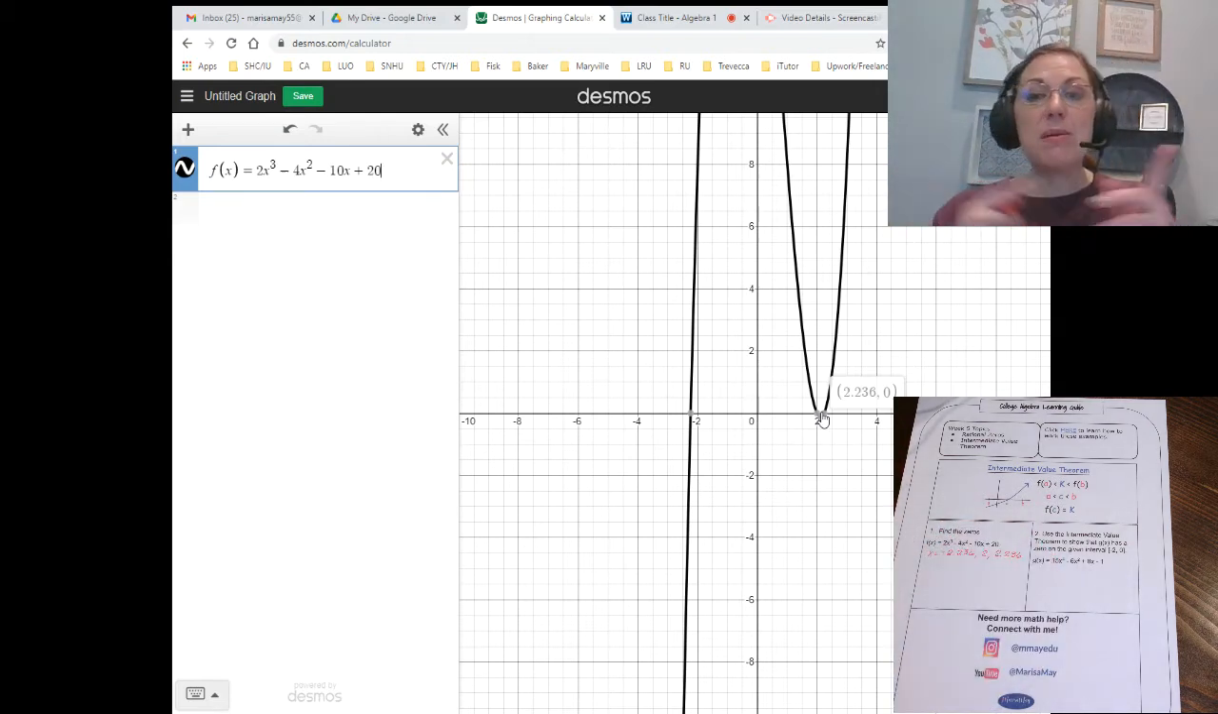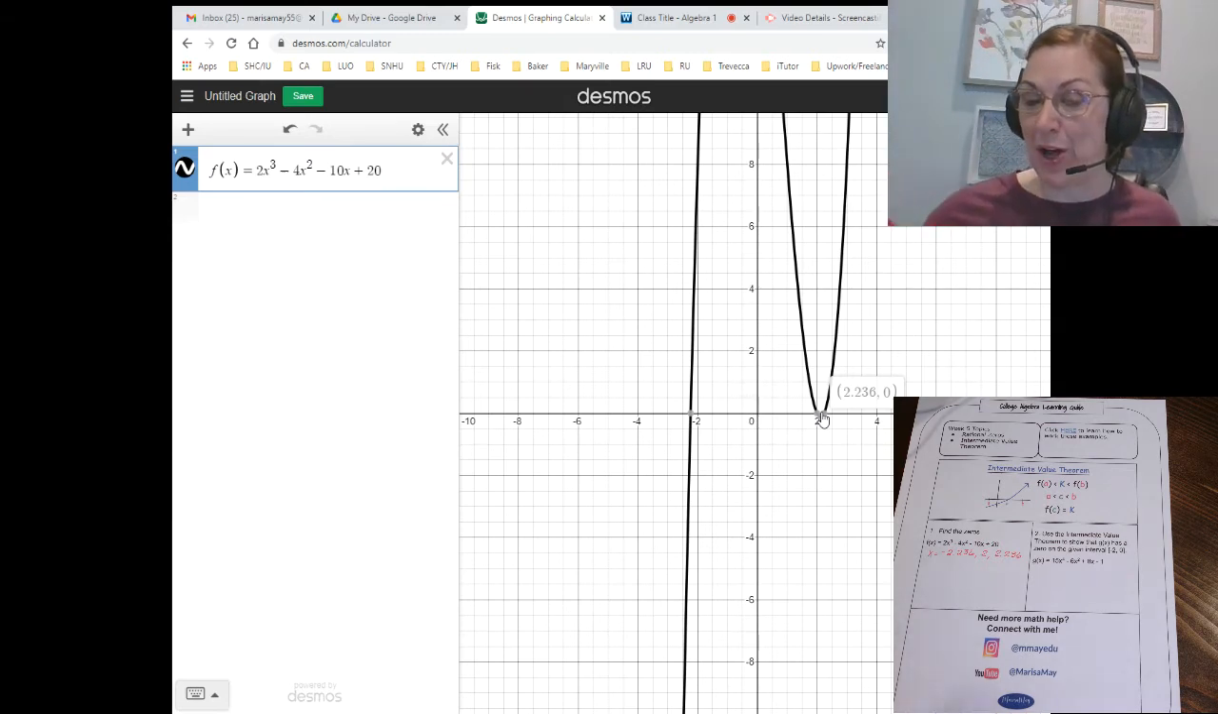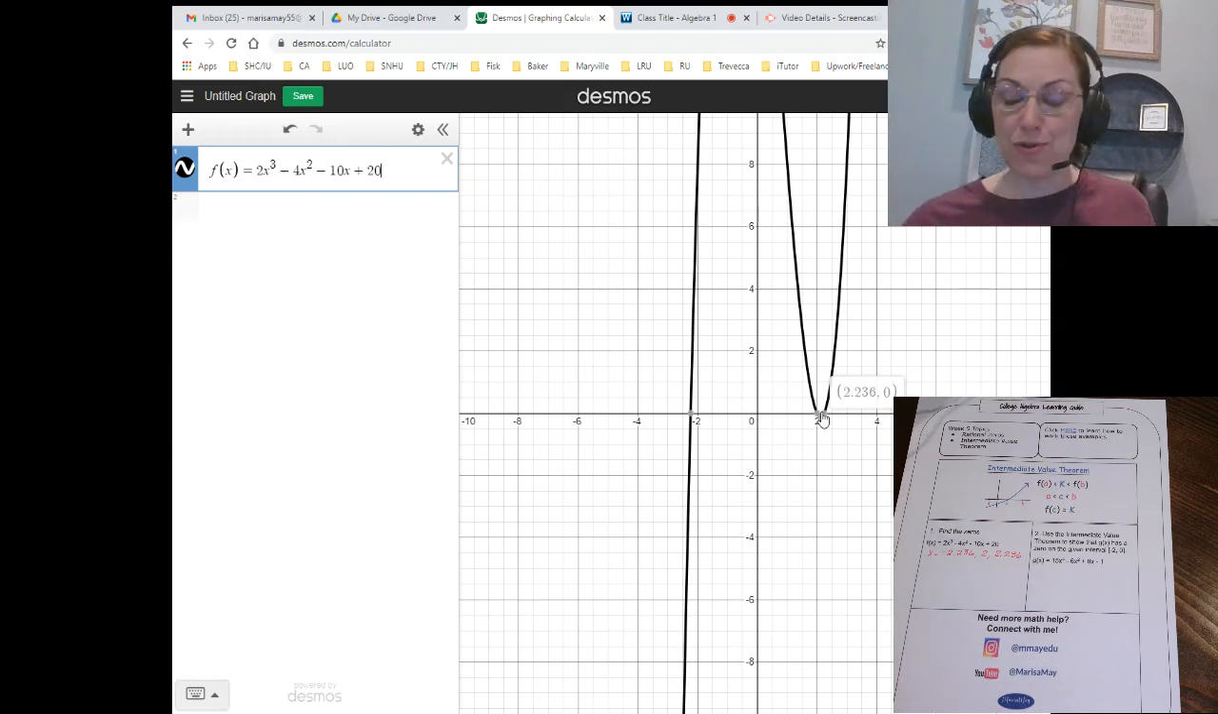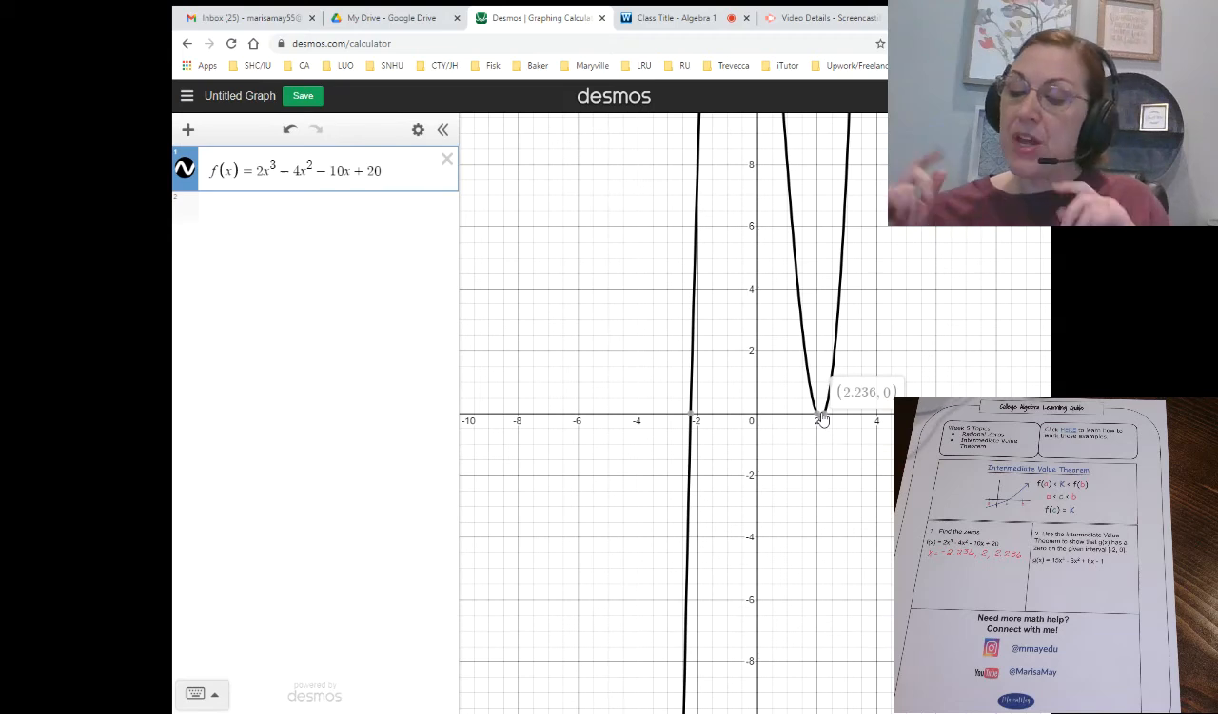2.236. Now, remember from my last video, part 4 of the week 5 learning guide, we talked about the highest number of zeros you could have, or the highest number of x-intercepts, always was that highest exponent. So I knew there could only be at most 3 x-intercepts or 3 zeros here. So using your Desmos calculator to help you do that, totally okay.